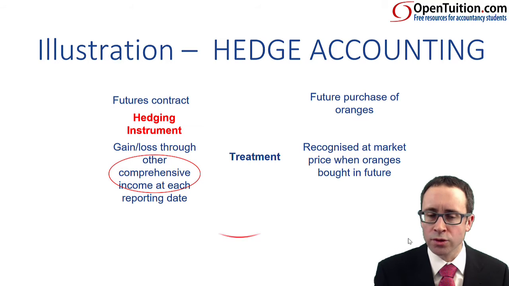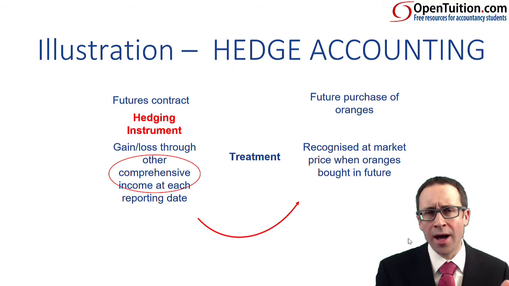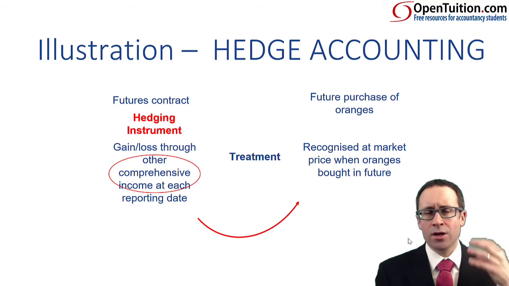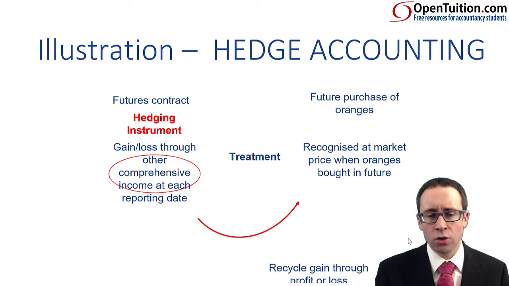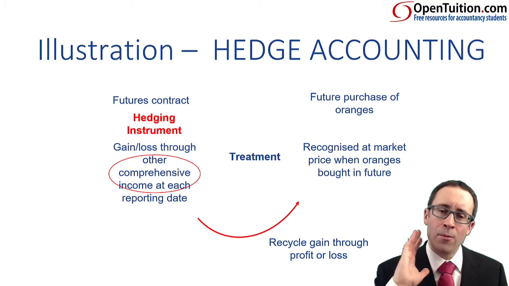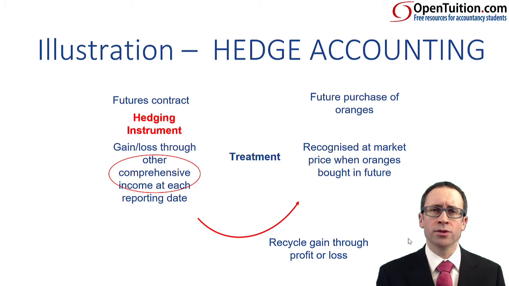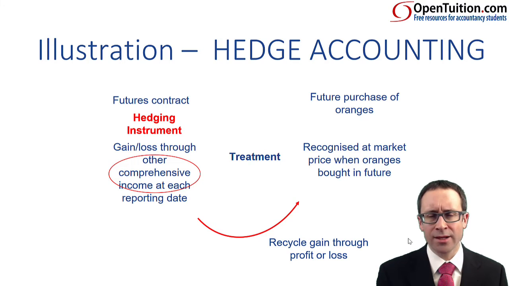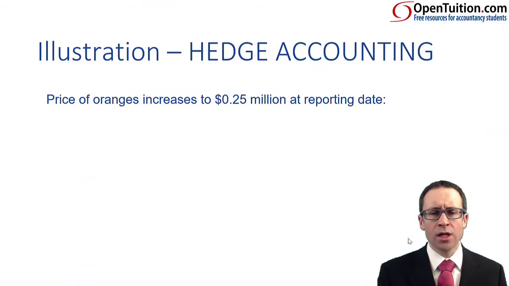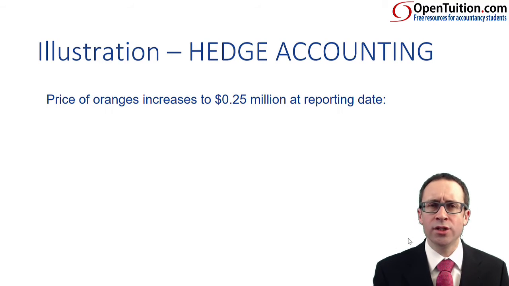Those are the rules of hedge accounting. Then what happens is that we take that cumulative gain or loss that's stored within OCI, and when we buy the oranges, we recycle that gain through profit or loss. Excellent. So let's advance our illustration on.